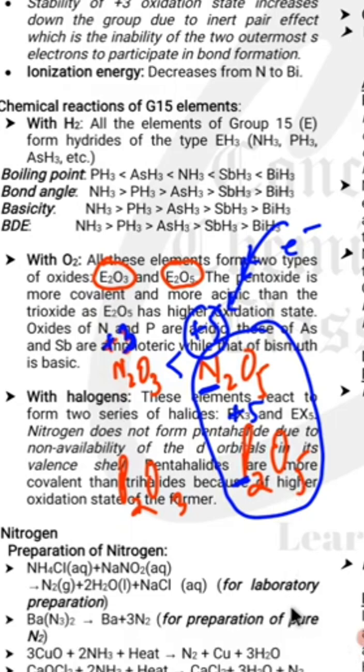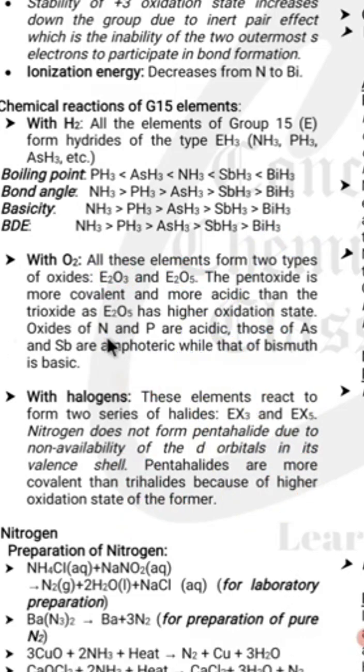Okay, and the next point in these oxides is this one. Oxides of nitrogen and phosphorus are acidic. These oxides which I have written now are acidic in nature, while those of arsenic and antimony are amphoteric.